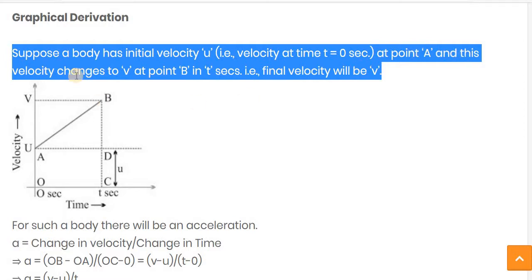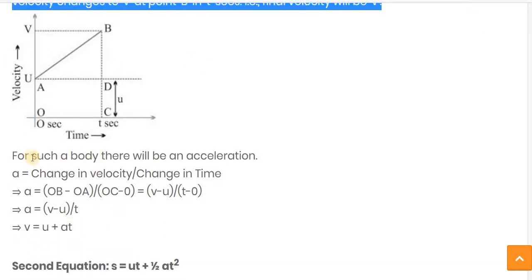This velocity changes to v at the point B, from here to here, after t seconds. For example, the final velocity will be v, meaning CB is equal to v, or you can also say that OV is equal to v. Why? Because this BC is parallel to the BO. That's why, for such a body, there will be an acceleration.